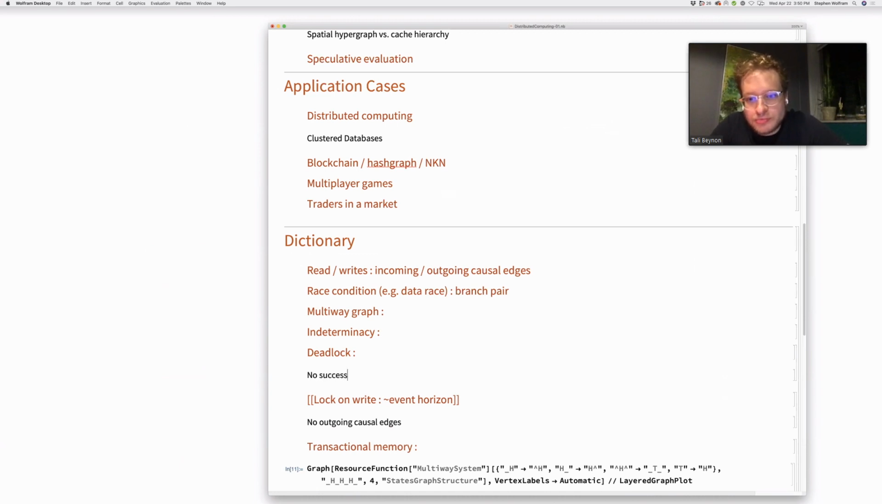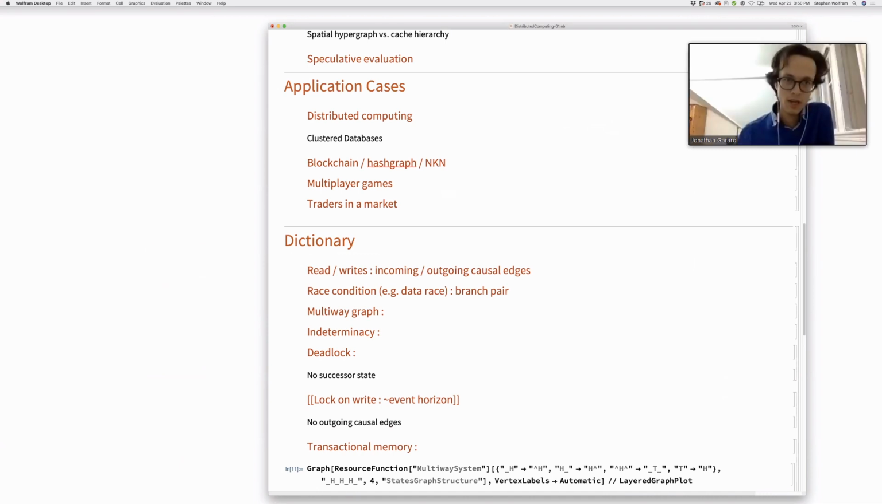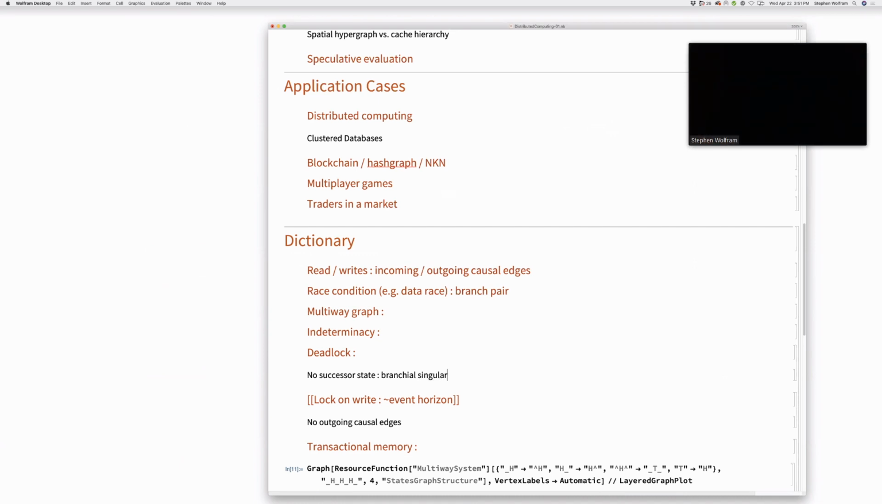I see. Right, so you're saying it's a branchial singularity, not a causal singularity, or not a strict causal singularity. I'm not sure I understand the difference, really. I'm sorry, it's all new to me. Well, so the difference is... yeah, I'm not getting this really. Jonathan, try explaining this again.